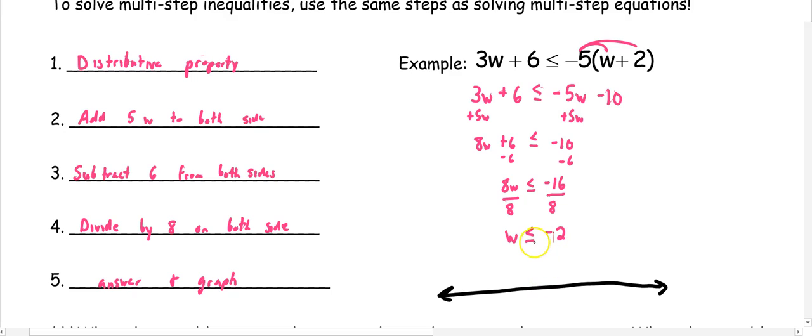And at negative 2, I'm going to look at my inequality sign. So my inequality sign has a bar underneath it, which means it's a closed circle. And it's pointing to the left. So I'm going to shade to the left of that circle. And then under the circle, I need to label it with the number of my answer. So I have negative 2.